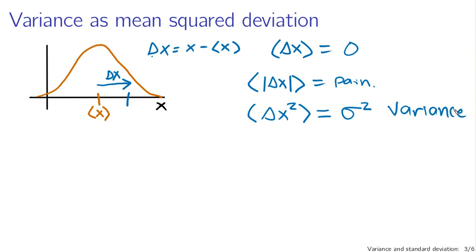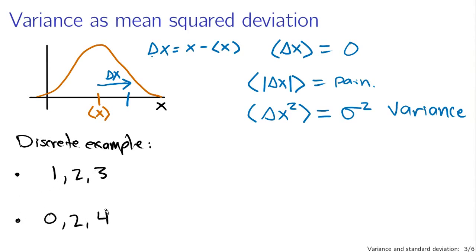To do an example, let's do a discrete example. Suppose I have two probability distributions, all with equally likely outcomes. Say the outcomes of one distribution are 1, 2, and 3, while the outcomes for the second distribution are 0, 2, and 4. Put it graphically, these numbers are more closely spaced than these numbers. So I would expect the broadness of this distribution to be larger than the broadness of this distribution.